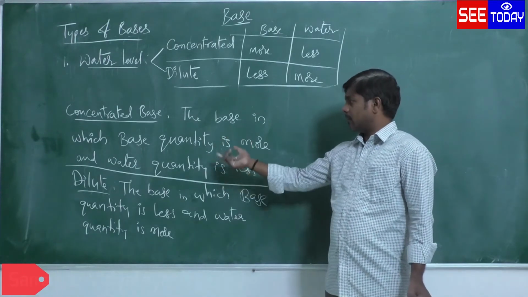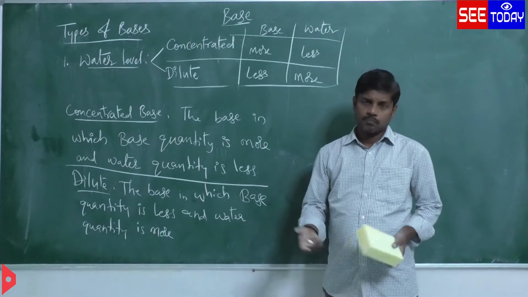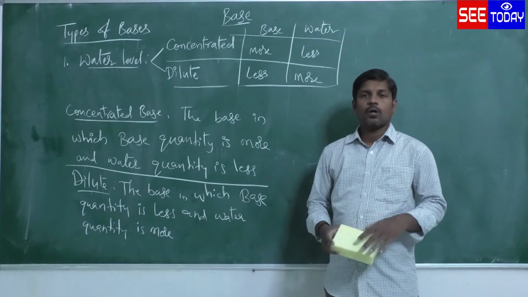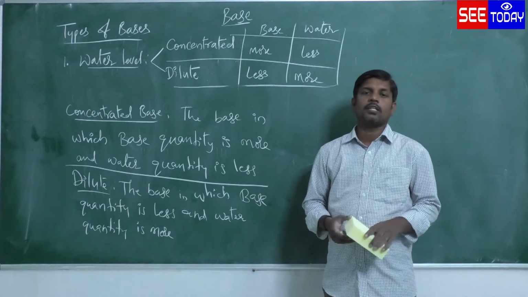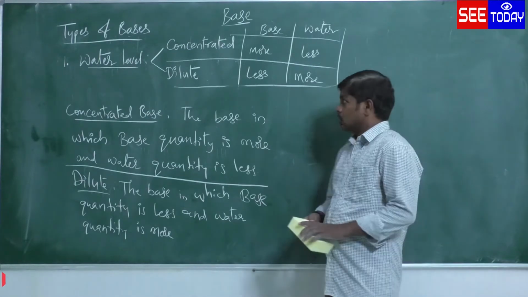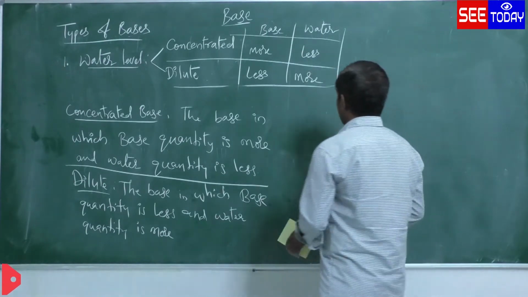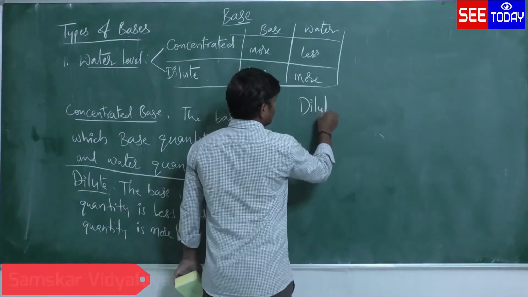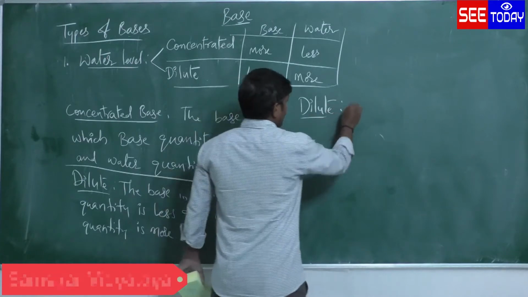So if that is having water quantity more, then we can call them as dilute. If that is having base quantity more, we can call them as concentrated base. Clear? Right. So here we need to learn one more word, that is dilution. What is dilution?